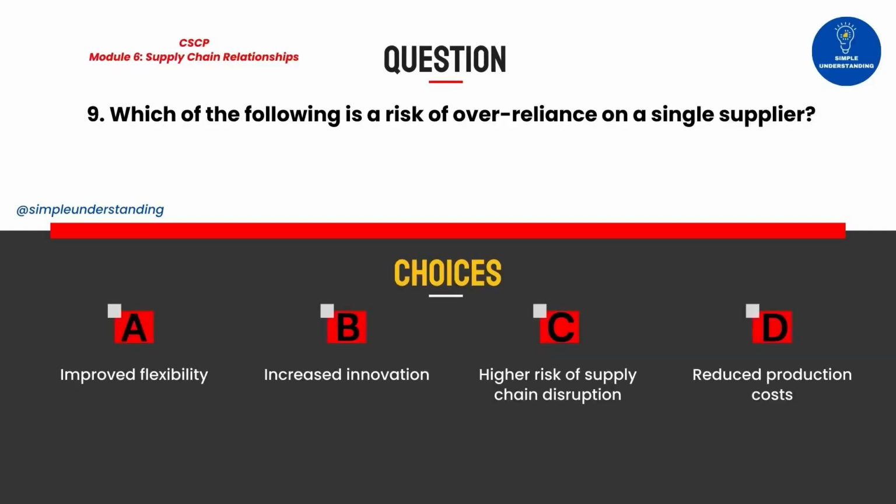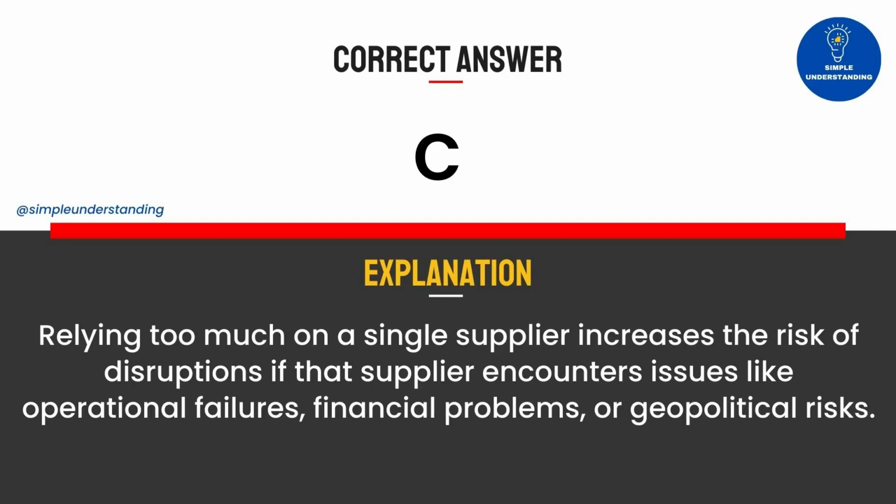9. Which of the following is a risk of over-reliance on a single supplier? A. Improved flexibility. B. Increased innovation. C. Higher risk of supply chain disruption. D. Reduced production costs. Correct answer, C. Explanation. Relying too much on a single supplier increases the risk of disruptions if that supplier encounters issues like operational failures, financial problems, or geopolitical risks.